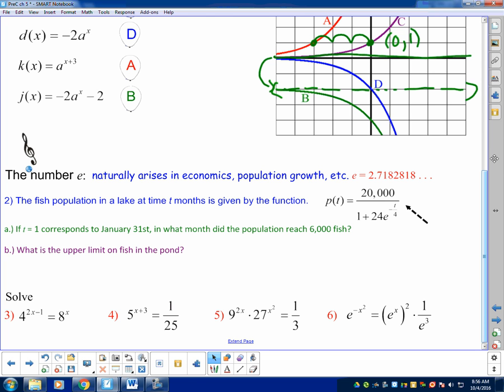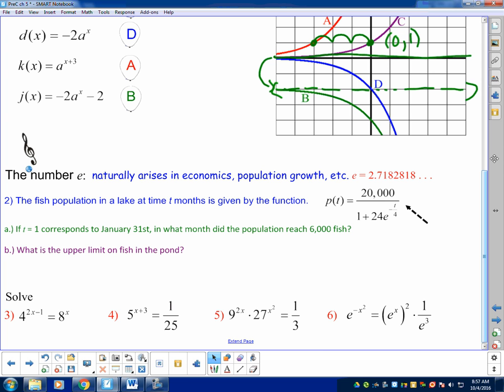And we could graph it. You're not going to need to graph it to see what happens. I'll show you what I mean in a minute. But it says the fish population in a lake at time t months is given by the function P of t equals 20,000 over 1 plus 24e to the negative t over 4. Do you see the negative sign on yours? Negative t over 4. Let's just think about this for a minute.